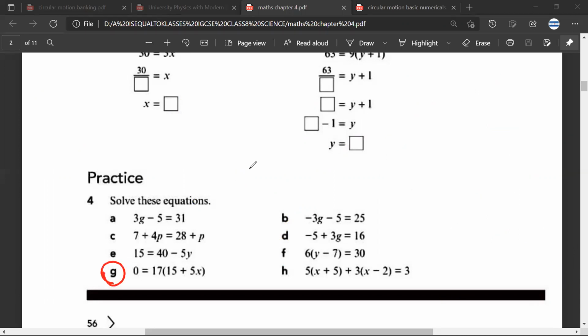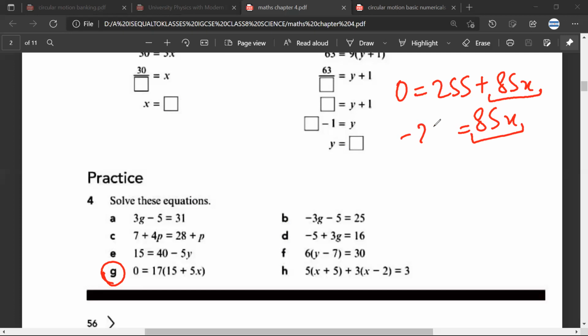Mr. Satya, g part. So 0 is equal to 255 plus 85x. So 85x is equal to 255. So x is equal to 3. Brother, this is positive, let it stay positive, let it come here. Change the direction of this 255. Sir, any doubt? No, sir. Mr. Aryavan, any doubt? Aryavan ji disappears in this.